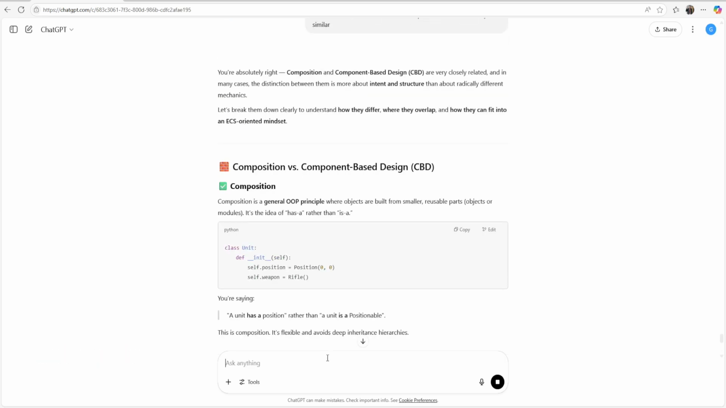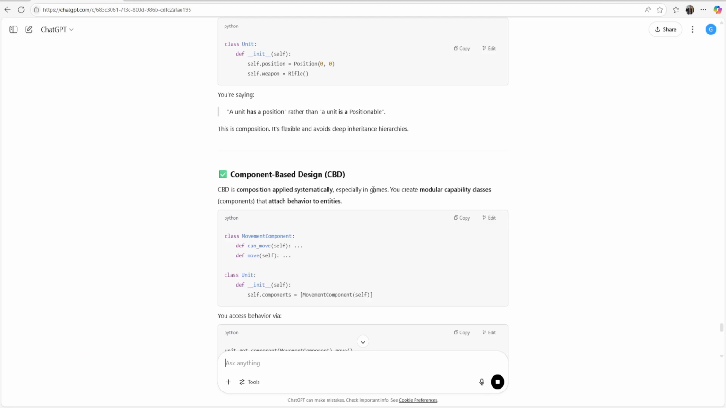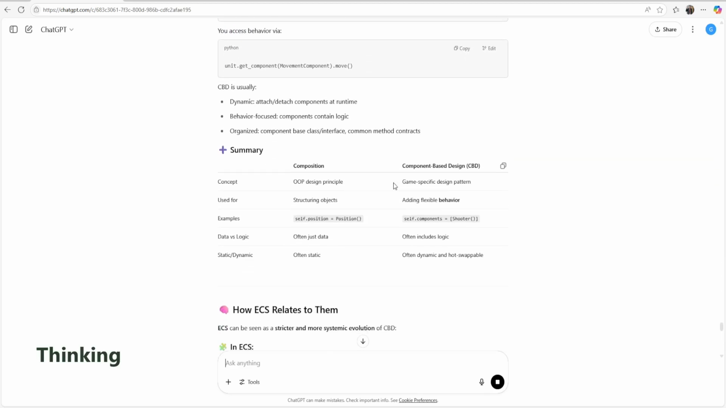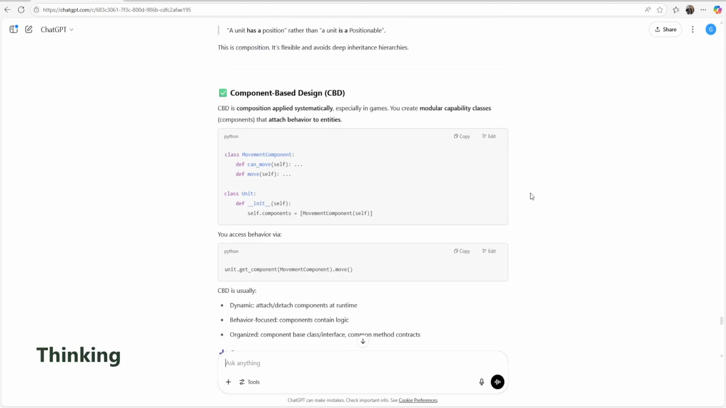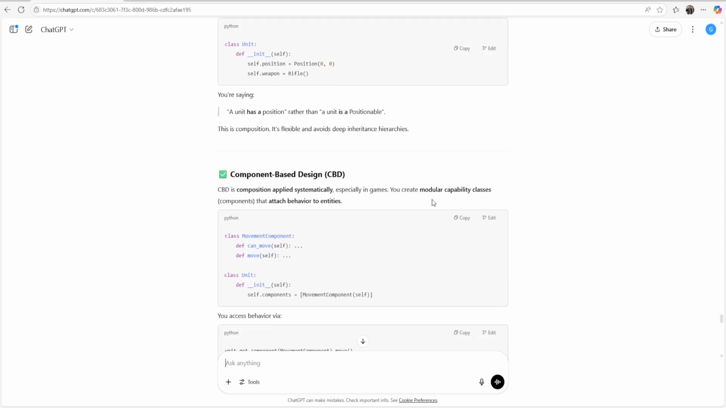I was asking about this difference between composition and CBD. The idea is that composition is more of the object-oriented principle, and not necessarily that you isolate all the logic in a separate component, but rather that you have these different parts. And component-based design is basically this composition applied.